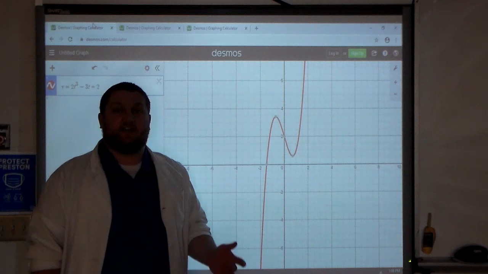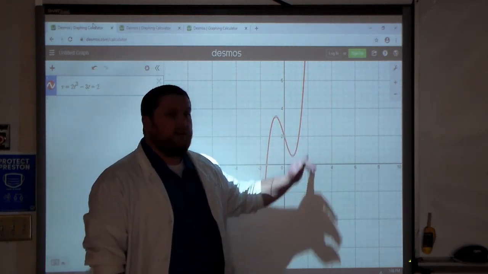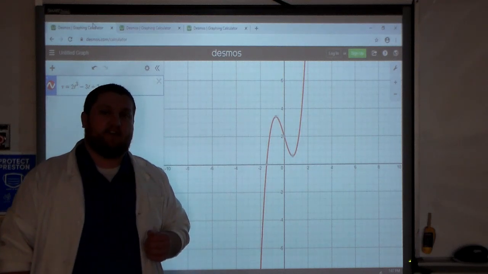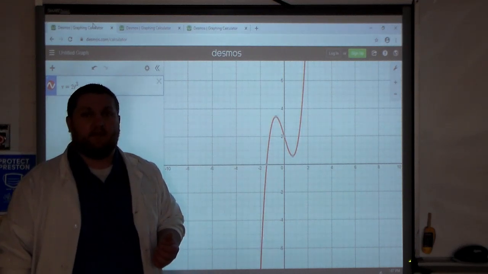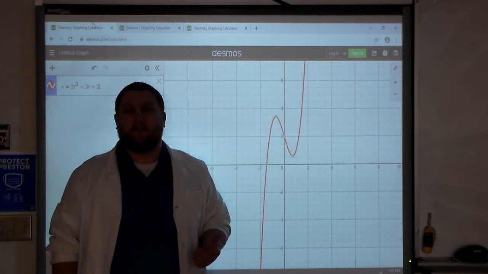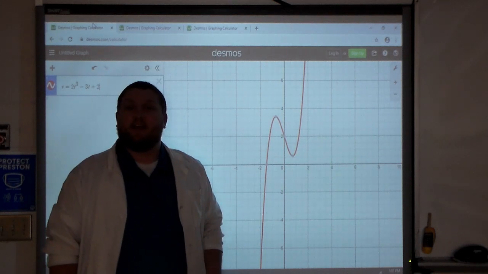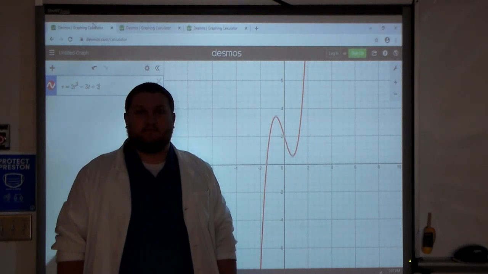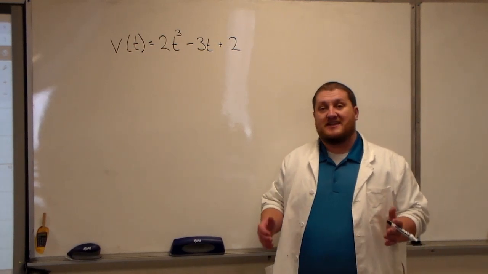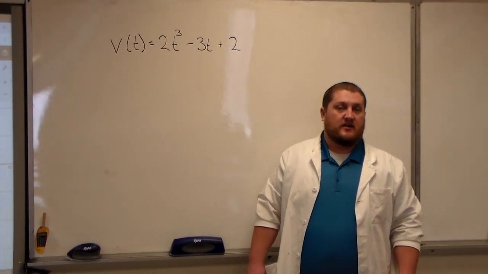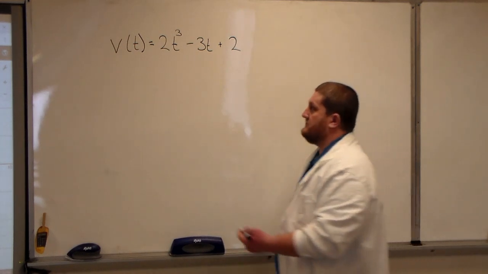To figure out position, I need the area under the curve. So I need to figure out how much area is underneath this graph to figure out the position. We do that by taking an antiderivative, or an integral. Let's step back over to the board and see what that will look like. We recognize that from a velocity graph, position is the area under the curve of the velocity graph, which leads us to do an integral.